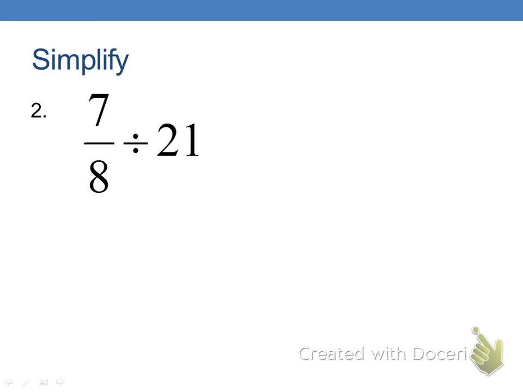All right, so number 2, we have 7/8 divided by 21. Anyone know what we should do first? Skip the first value, flip the second value, and then multiply. Very good. So we want to first change it to multiplication, and we have to flip that second fraction.